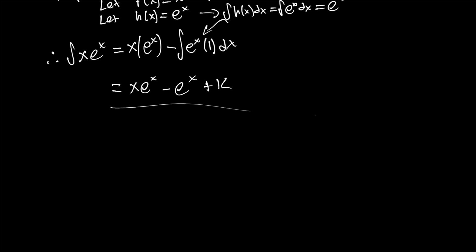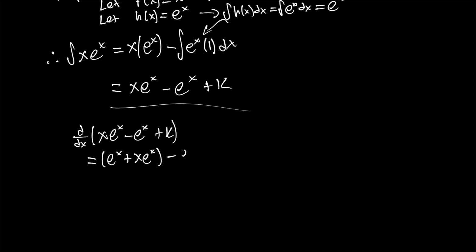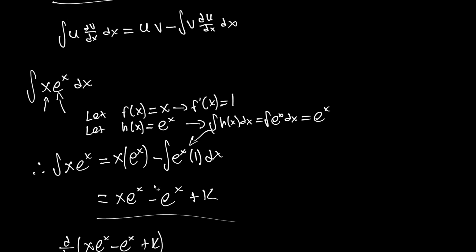So if we want to prove that we've done this correctly, we can now take the derivative. Therefore, derivative with respect to x of x e to the x minus e to the x plus constant. It's going to be equal to e to the x plus x e to the x minus e to the x. These two will cross out with one another. We'll get x e to the x. So we can see that that definitely holds true, especially for this case.